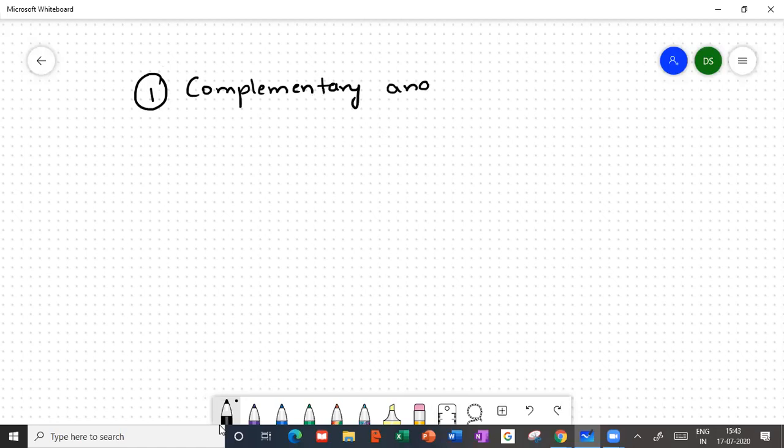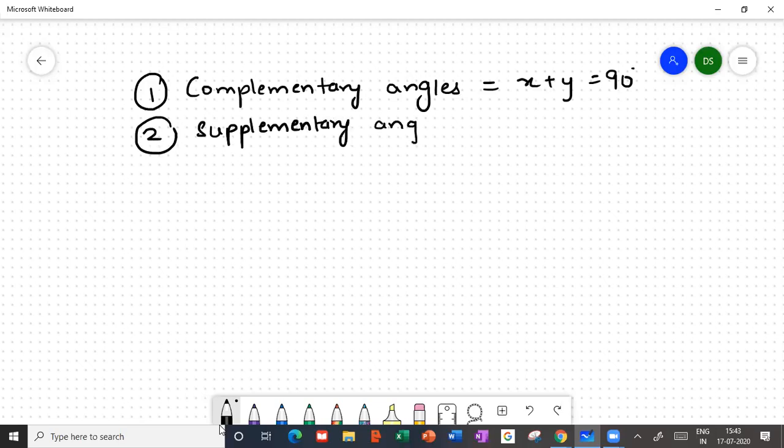Complementary angles: x plus y is equal to 90. Correct? The second thing is supplementary angles: a plus b. Okay. Then what else is there which you need to know? Important properties.